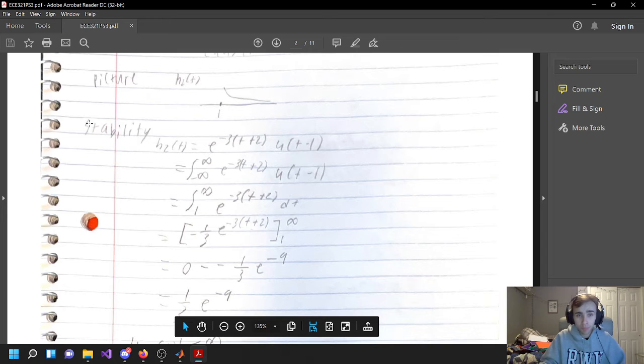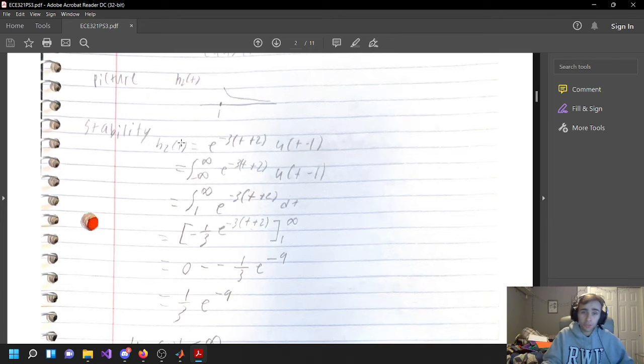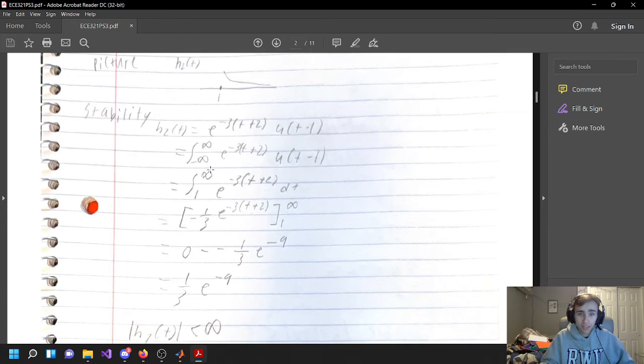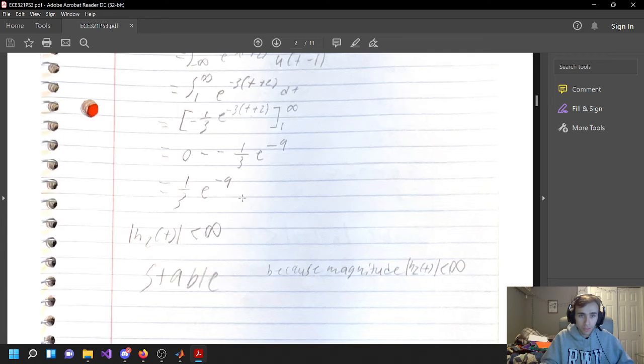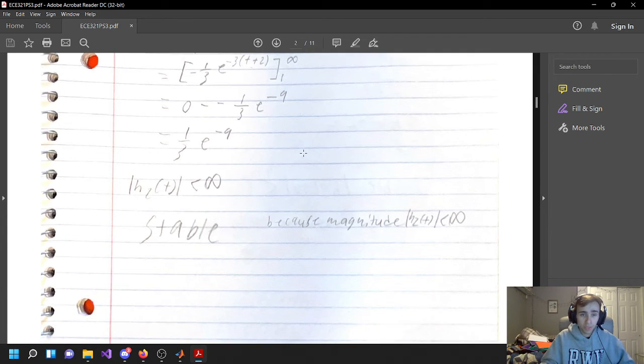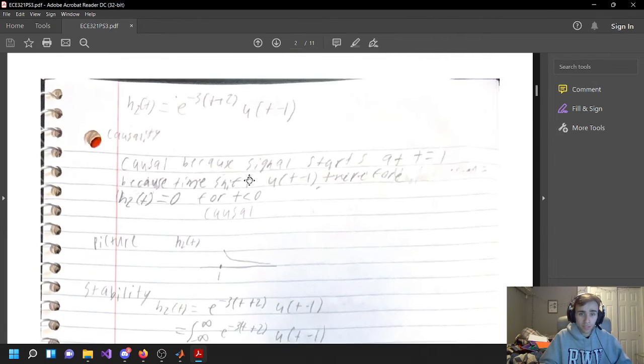And for stability, we're going to take the integral again of h2 of t. And then, solve the integral, set the bounds. You know how it is. It's 1/3 e negative 9. And then so h2 of t, the magnitude is going to be less than infinity. So therefore, h2 of t is causal and stable.